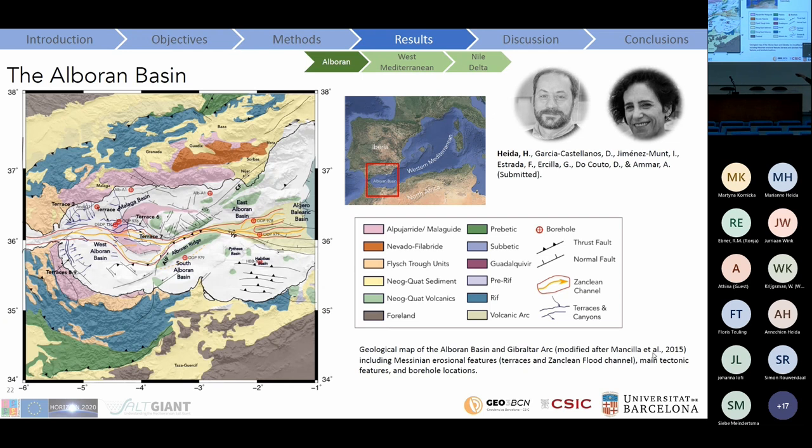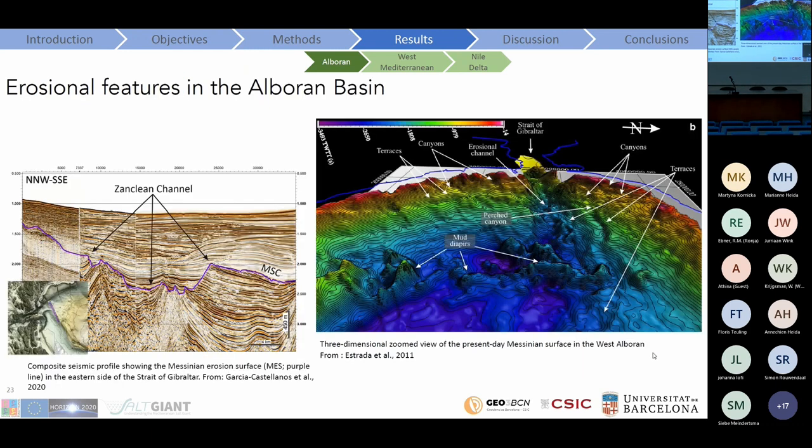And in addition, we see some stepped features in the Messinian topography, which are several kilometers wide and tens of kilometers long. And these have been interpreted as shoreline terraces that would have formed during a relatively stable water level during the reflooding. So here we see the example of the data on which these interpretations are based.